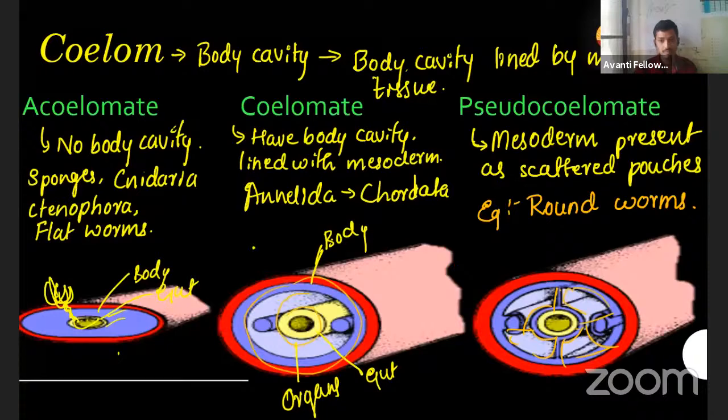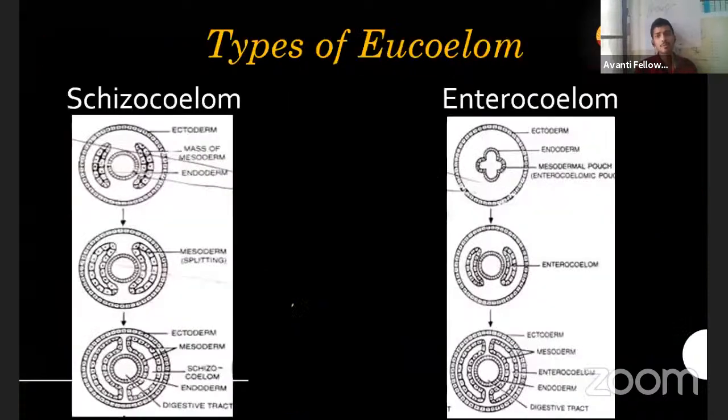Okay, I'm going to the next one: types of eucoelom. When you go to the coelom, we call it a eucoelom. Eucoelom means true coelom, because we also used the term pseudocoelom. So we use the term eucoelom for the coelom. It has two types of origin. Origin means how that coelom part is formed. The first one is schizocoelom and the second one is enterocoelom.